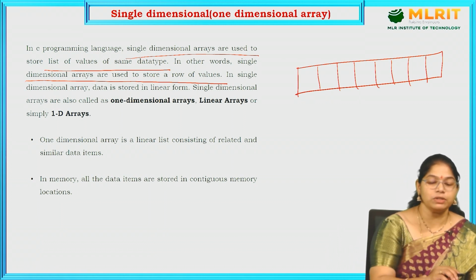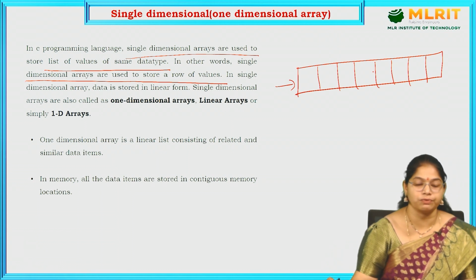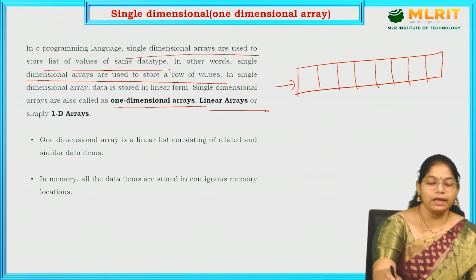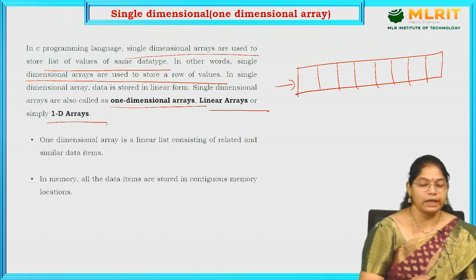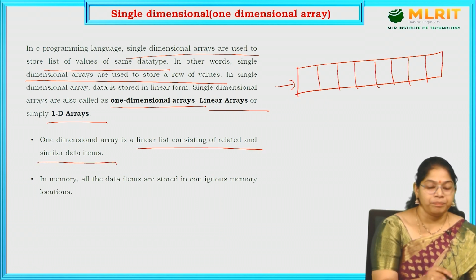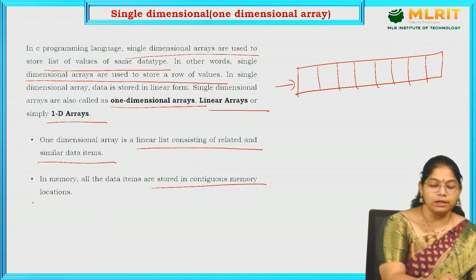In a single dimensional array, data is stored in a linear form. Linear form means continuous form. We have continuous memory locations. A single dimensional array is also known as a one dimensional array, linear array, or simply a 1D array. So a one dimensional array is a linear structure consisting of related similar data. In memory, all data items are stored in continuous memory locations.